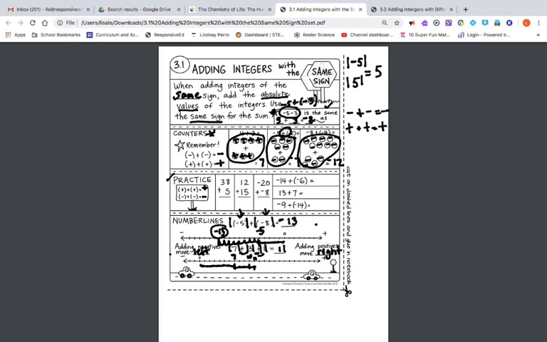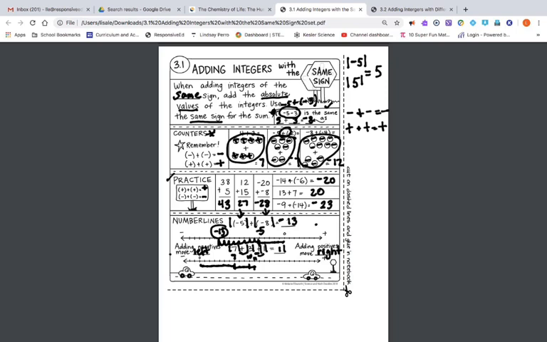So here, 38 plus a positive 5 is going to be a positive 43. A positive 12 plus a positive 15 is going to be a positive 27. Here I have a negative 20 plus a negative 8. It's going to be a negative 28. Negative 14, combining with a negative 6, it's going to be a negative 20. Positive 13 with a positive 7 is going to be a positive 20. And the negative 9 with a negative 14, keep my sign negative, and it's going to be a negative 23. Okay? I think we answered them all.